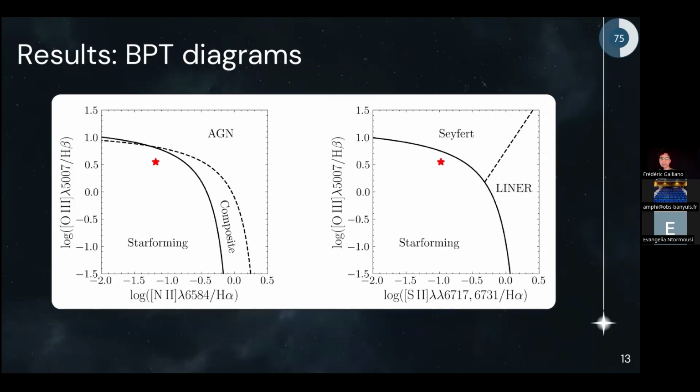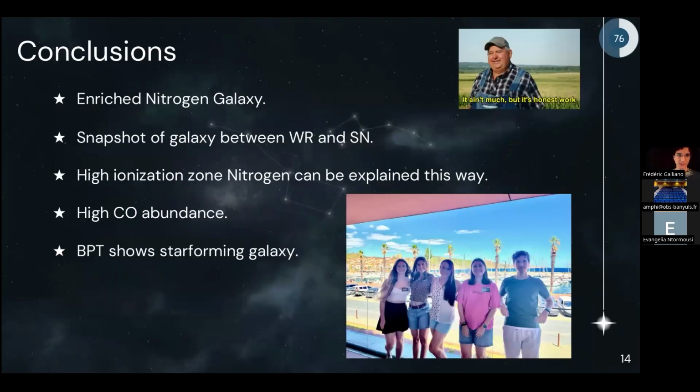Finally, using our flux ratios, we can also plot a BPT diagram, denoting the different regions that can be found in the Kewley 2001 and Kauffmann 2003 papers. We can see how our galaxy comfortably sits in the star-forming regions in both cases. So these are the conclusions we arrived at, and if you have any questions, we are more than happy to answer them.